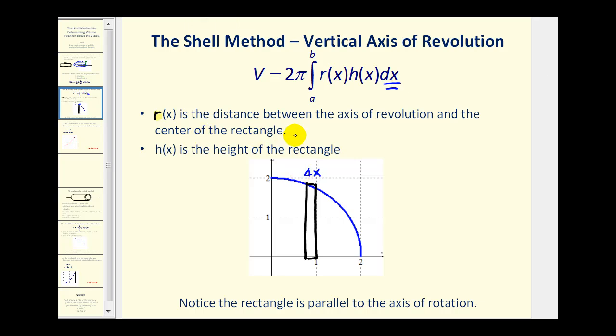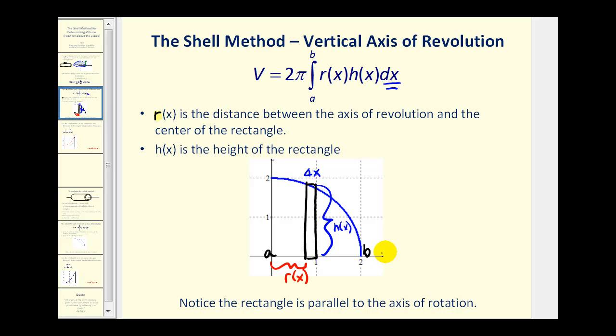R of x would be the distance between the axis of revolution and the center of the rectangle. So this would be our r of x. And then h of x is the height of the rectangle, and that would be this distance here. And then lastly, we integrate from a to b, where a and b is the interval along the x-axis. So this would be a, and this would be b.